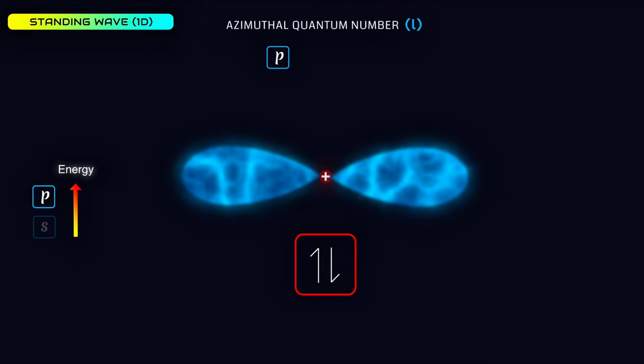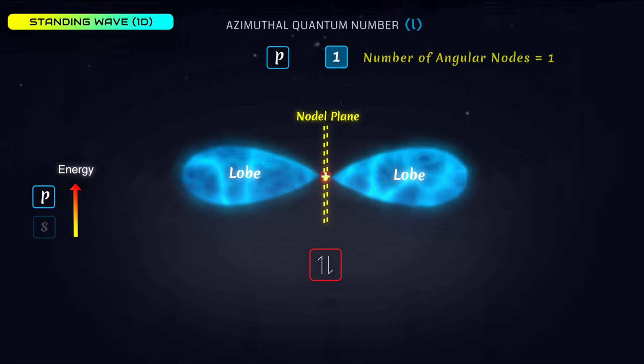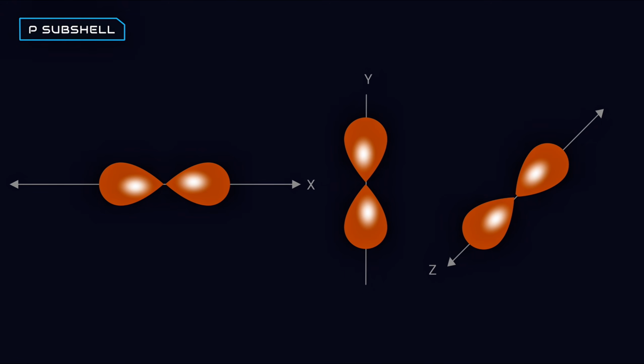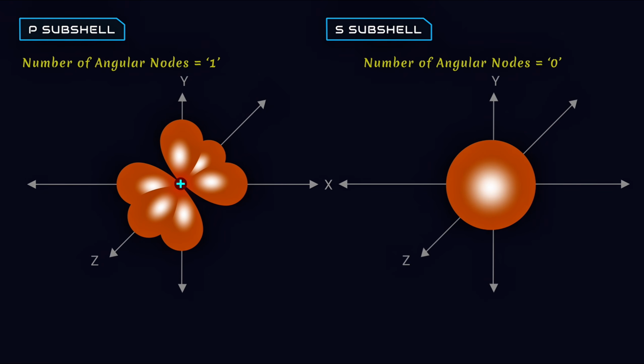For the p orbital, the angular quantum number l is 1, so the number of angular nodes is 1. From that, we can see the dumbbell shape consists of two regions, lobes and nodes. Lobes are the areas with high probability of finding an electron, and the node is where the probability is 0. For a p orbital, the nodal plane passes through the nucleus, dividing a single orbital into two lobes. The overall p subshell, with its three orbitals, looks like this. The s orbital has 0 angular nodes, so the probability of finding an electron at the nucleus is not 0.